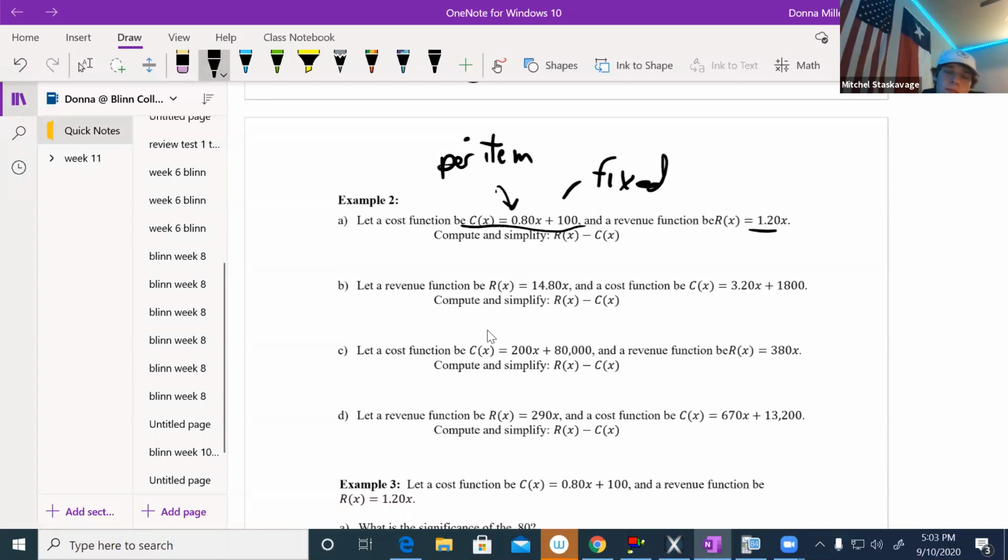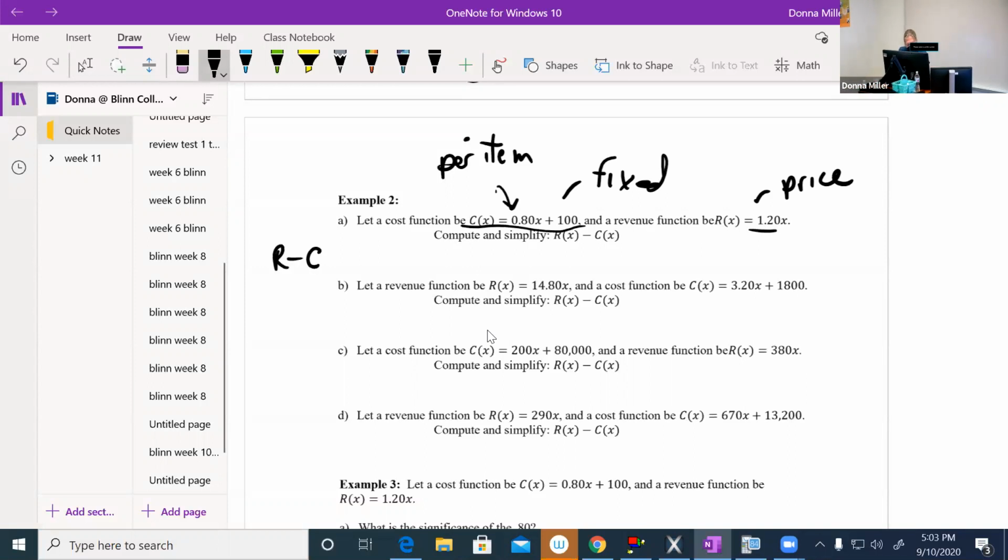All right, and what about the $1.20 here? What's that represent? Revenue, that's what I'm selling it for, right? I'm selling it for $1.20, this is the price. All right, so they want R of X minus C of X, so in other words, they want the profit, right? So if I do R minus C, the revenue is 1.2X.